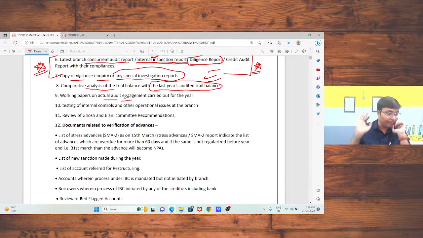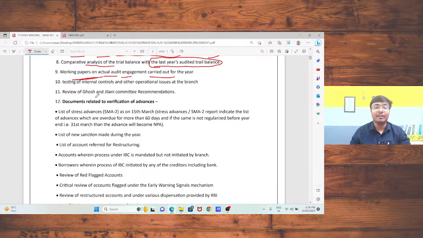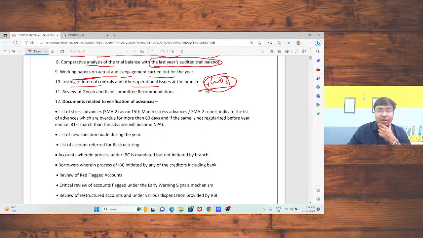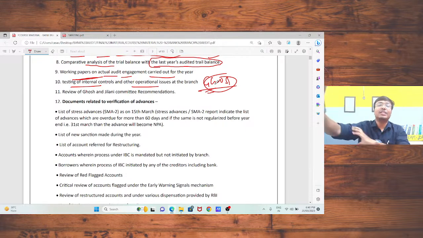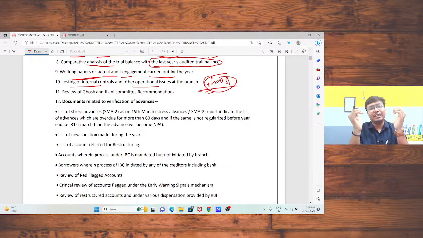Okay sir, is that okay? Working paper on actual audit engagement carried out for the year. We should maintain the working papers also. Testing of internal control and other operational issues. For internal control, we have the Ghosh and Jalani report, so we will discuss that at the time of our discussion on the Ghosh and Jalani report. We are also going to discuss each and every report which is required in case of bank branch audit.